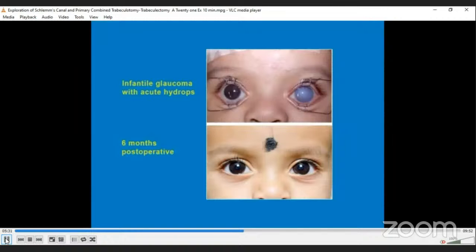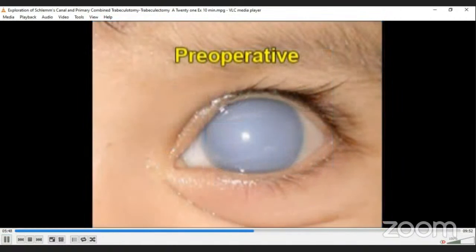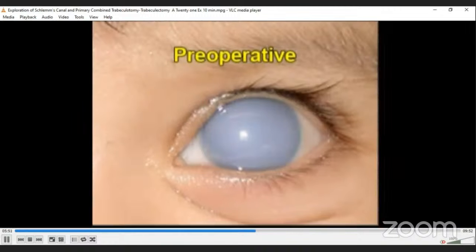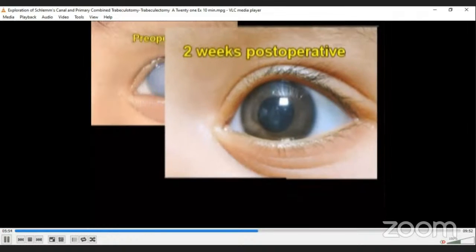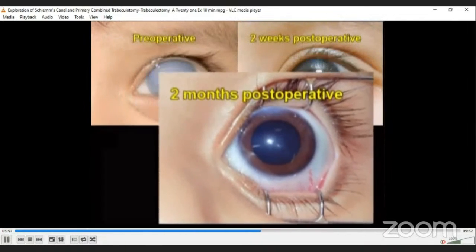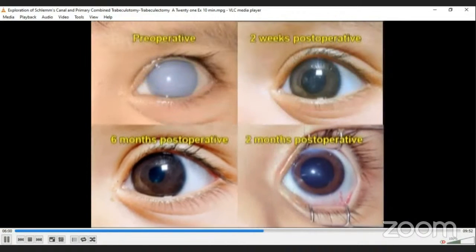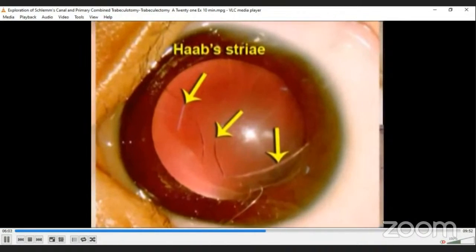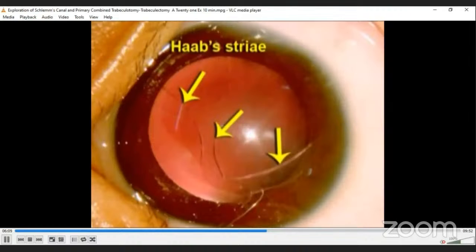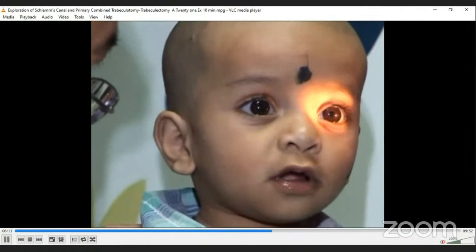Here is a patient, compare and contrast acute hydrops with infantile glaucoma, and the lower picture tells us the normal clarity achieved, and this picture was taken 6 months after the surgical technique of primary combined trabeculotomy trabeculectomy. In the same patient, the successive picture will show, just compare and contrast, preoperative, 2 weeks, 2 months, and 6 months postoperative appearance of the child. And you can see the Haab's striae, which are there. And here is the appearance of the child.